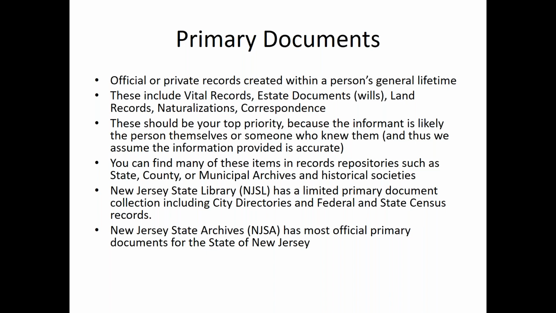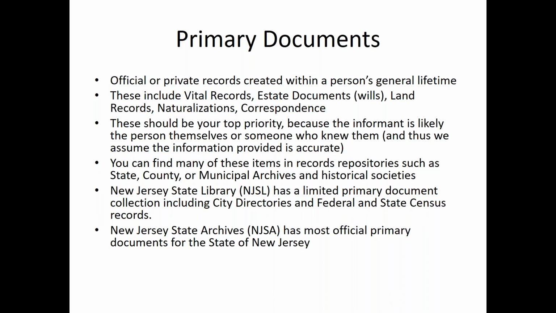The state library has a smaller primary documents collection, which includes our city directories, which are highly useful and we'll talk a little bit about later, and federal and state census records. The state archives, who is our next door neighbor and are a separate entity from the state library, has the official primary documents for the state of New Jersey almost exclusively.